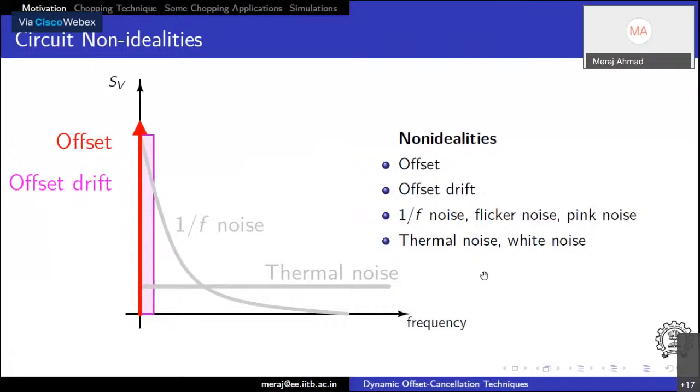So we will use chopping techniques to see how these things can be addressed. These techniques are especially useful when our signals are in this range. As you can see on the screen, sometimes our signals are at DC, and the offset and drift will cause errors and accuracy and precision issues. Also 1/f noise is a low frequency noise. So for this type of signal shown on the screen, we use the chopping technique to isolate these non-idealities from the signal, and this is what the whole lecture is about today.